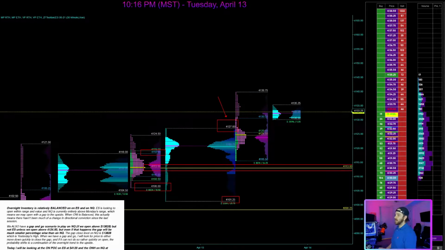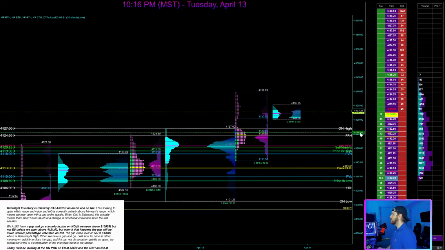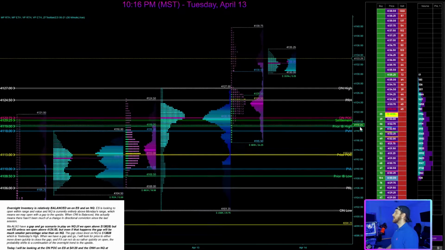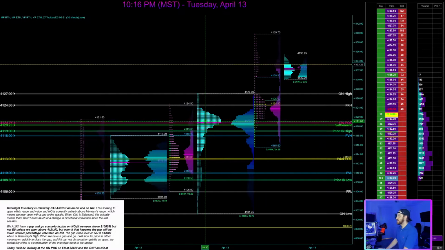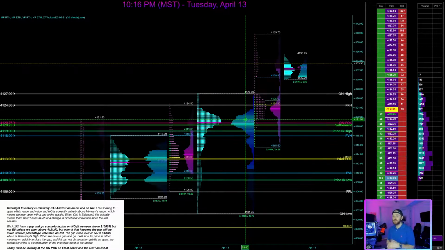So my thought pre-market was that overnight inventory was relatively balanced on ES and on NQ. Now, what that means for those of you who are not familiar, for those of you who are just learning the market profile, having an overnight inventory that is balanced means that the settlement price from the previous session is in between the overnight profile. It's in the middle of the profile.